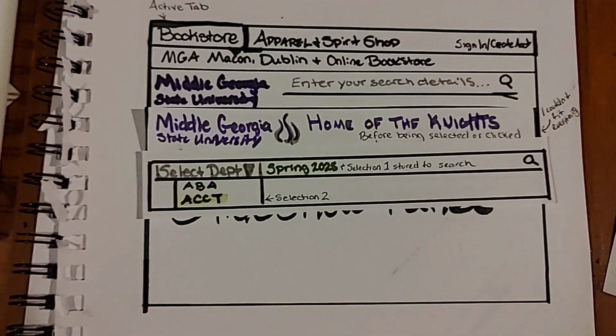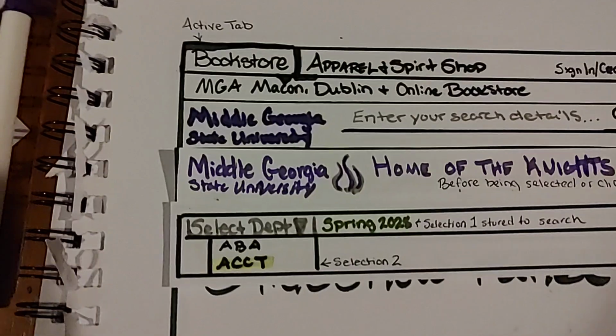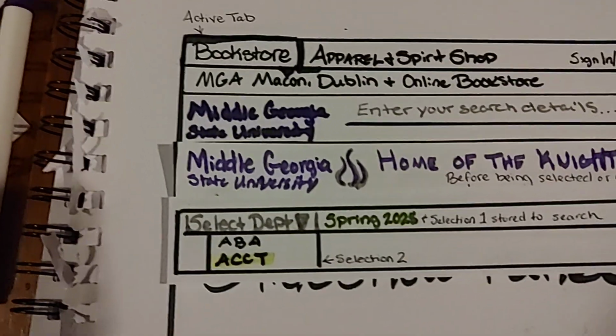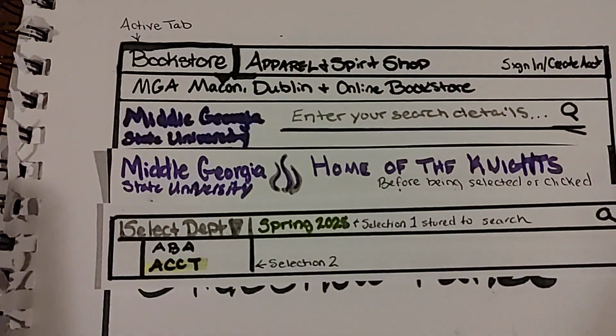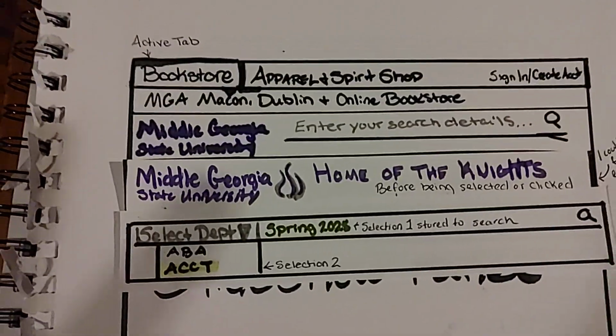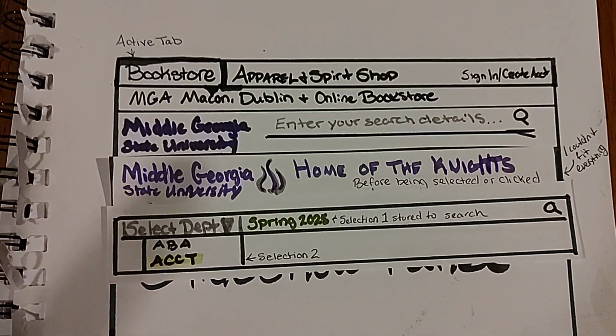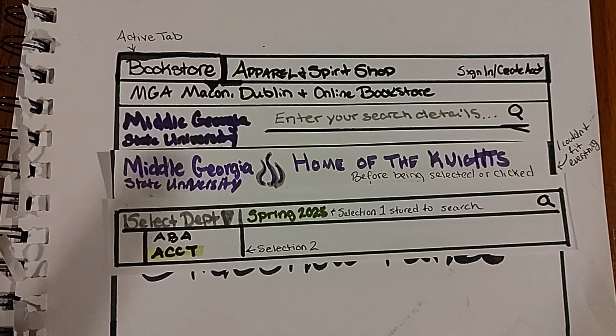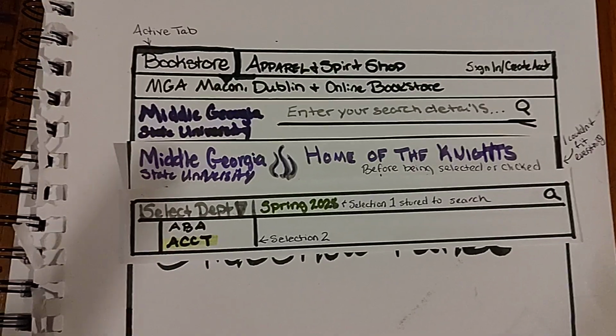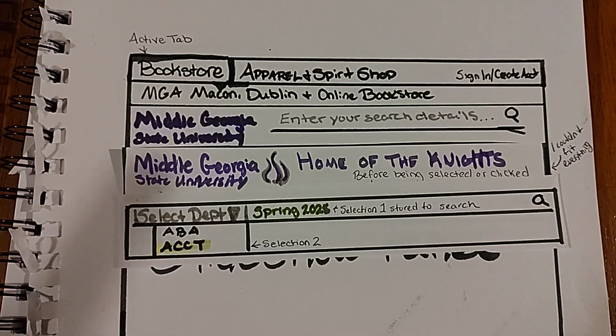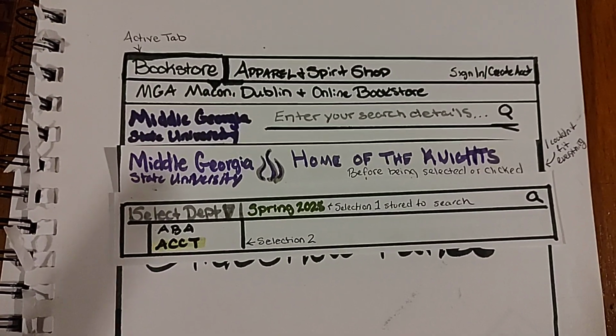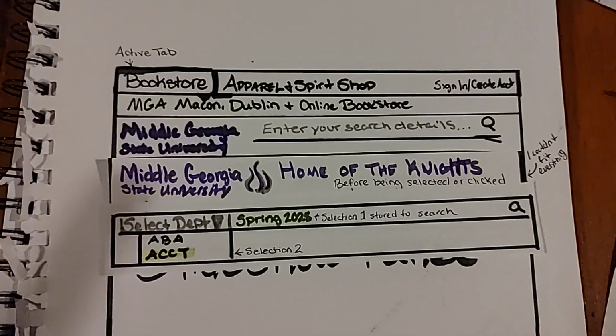Once that's done, and you've made that selection, that will then populate into the, I guess you would say, typable search field. It's basically either combining the drop-down menu-based search with the text search, or at least giving the illusion of such.